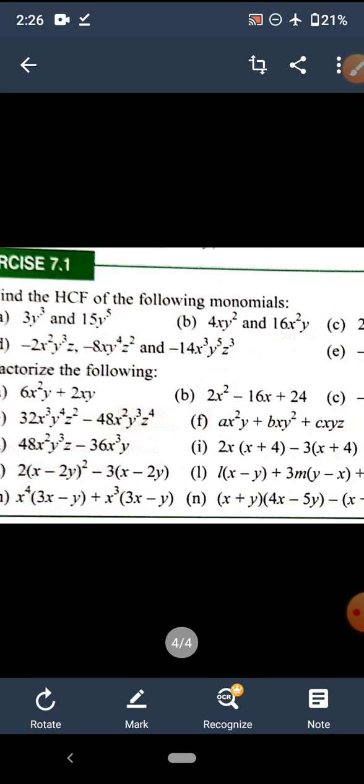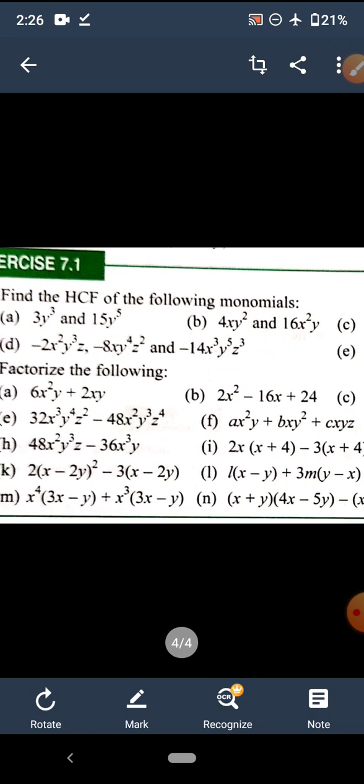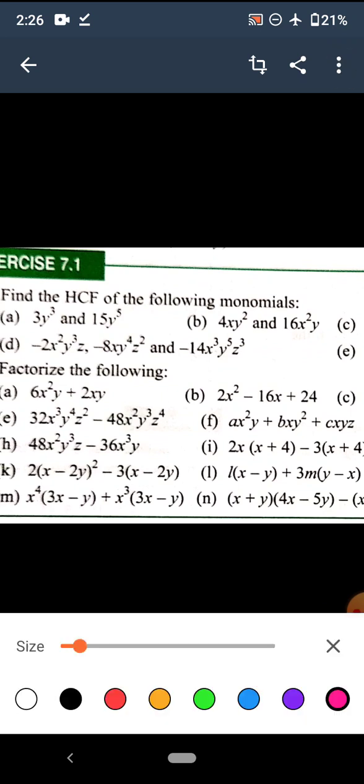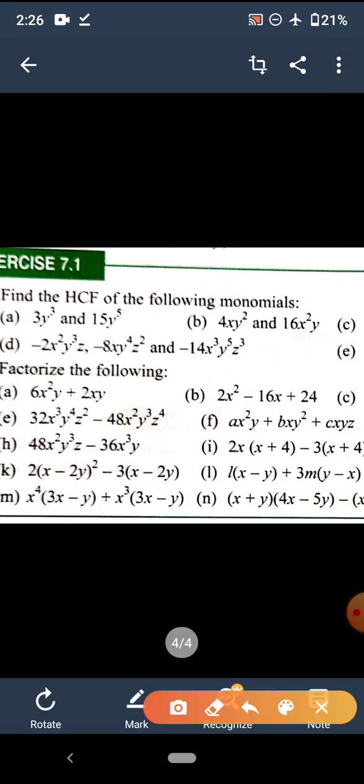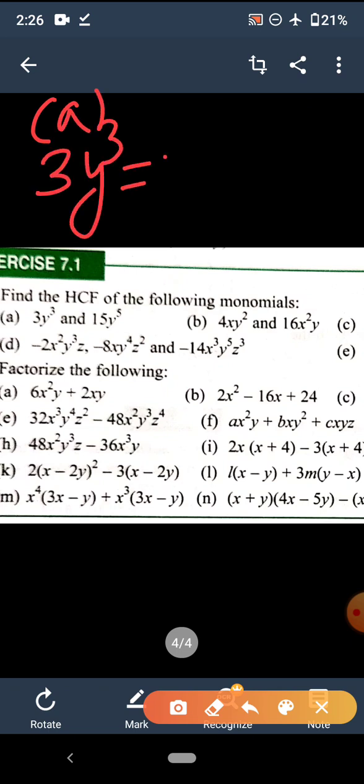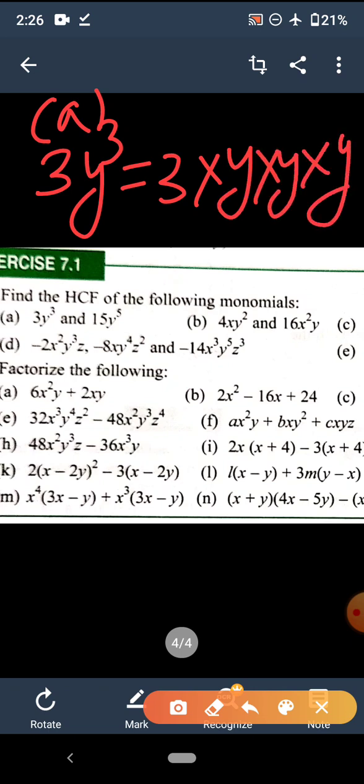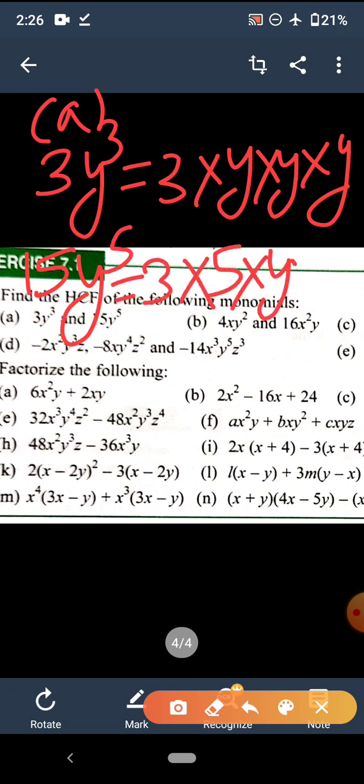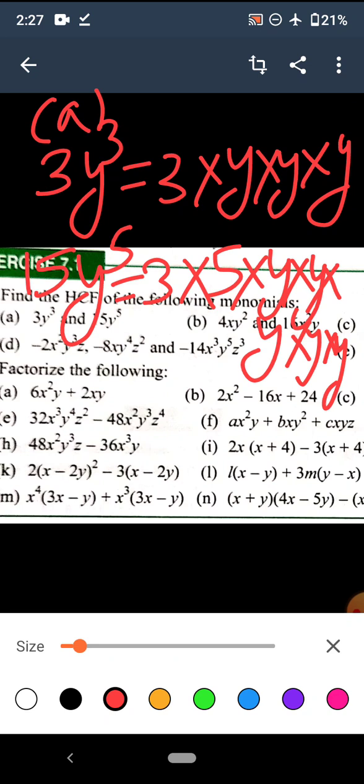So let us understand. First question: find the HCF of the following polynomials. Exercise 7.1. Firstly, find the factors. So 3y cube, how can you write 3y cube? 3 into y into y into y. Then 15y5 can be written as 3 into 5 into y into y into y into y into y, in this manner. So you have to find the HCF.